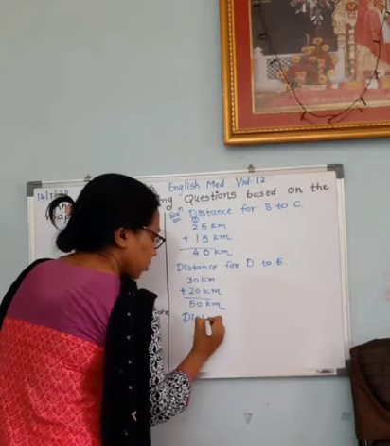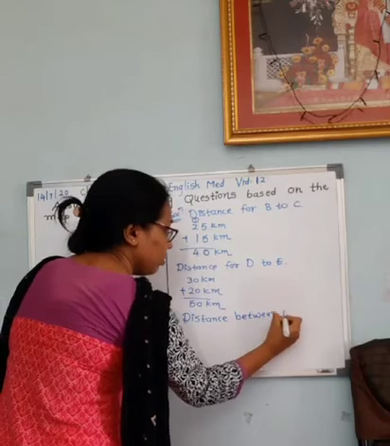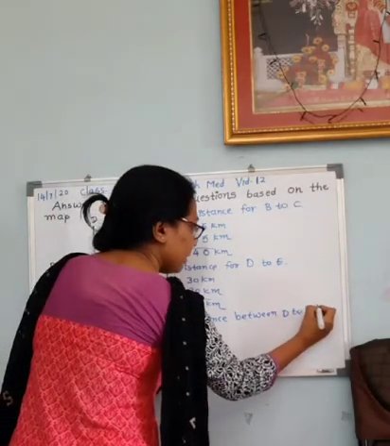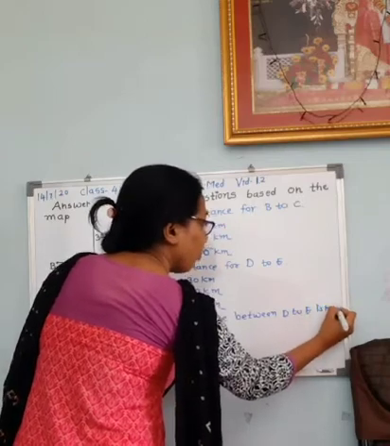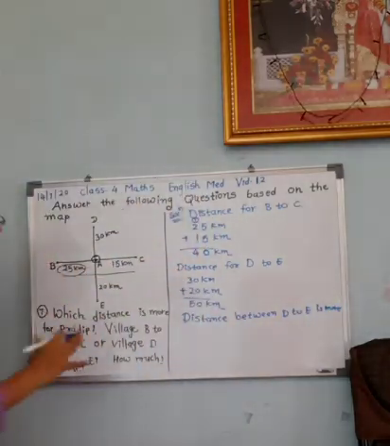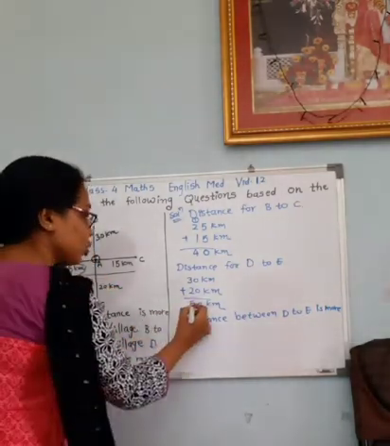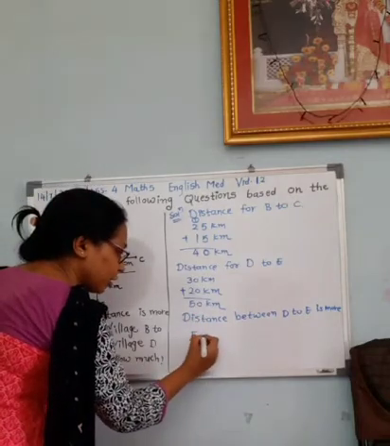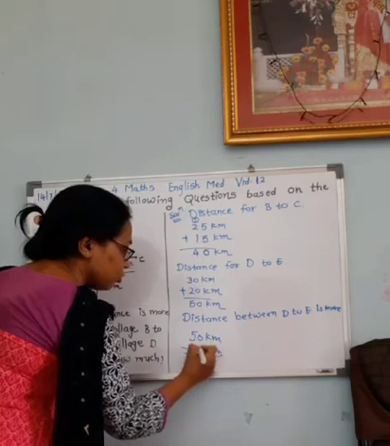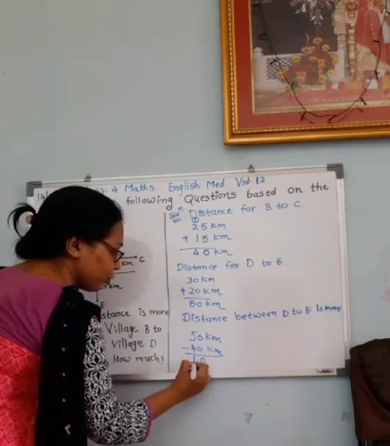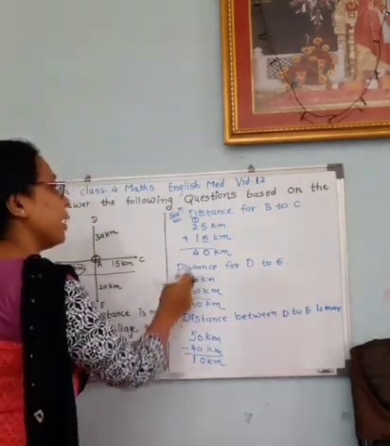Distance between D to E is more. Okay, is more. How much? So when a comparison is given, you have to do the subtraction. So 50 minus 40. 50 kilometer minus 40 kilometer. 0 minus 0, 0. 5 minus 4, 1. How much kilometer? 10 kilometer is more than this.